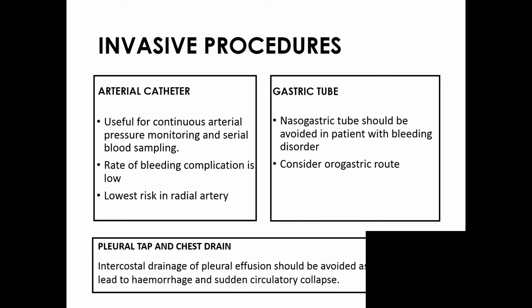Invasive procedures. Arterial catheter placement. This is useful for continuous arterial pressure monitoring and serial blood sampling. The rate of bleeding complication is actually low and the lowest risk is in the radial artery. Nasogastric tube should be avoided in patients with bleeding disorder, and you may consider an orogastric route placement. Intercostal drainage for pleural effusion should be avoided as much as possible as it can lead to hemorrhage and sudden circulatory collapse.